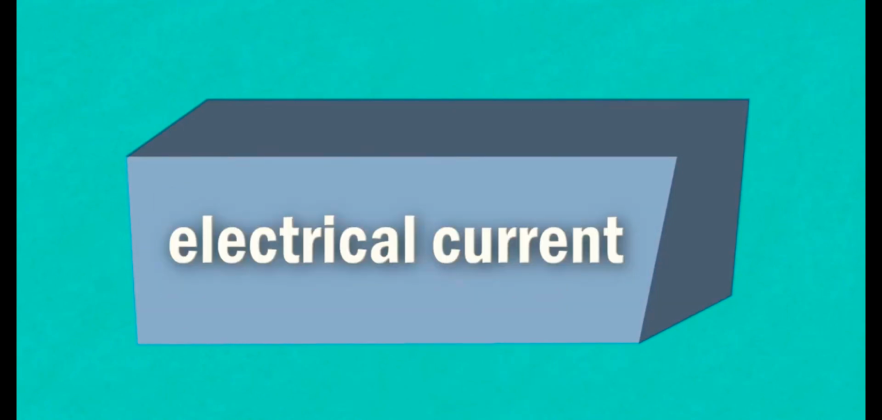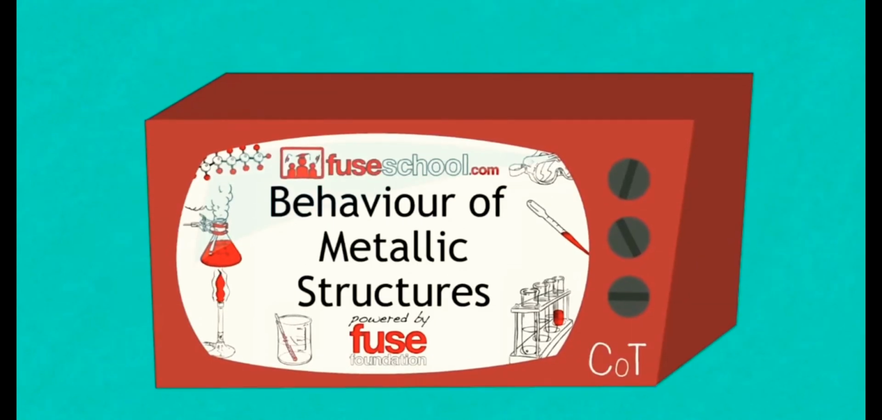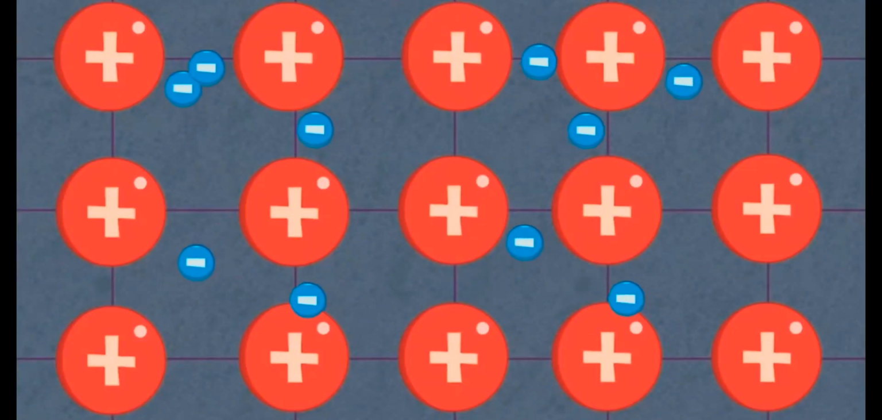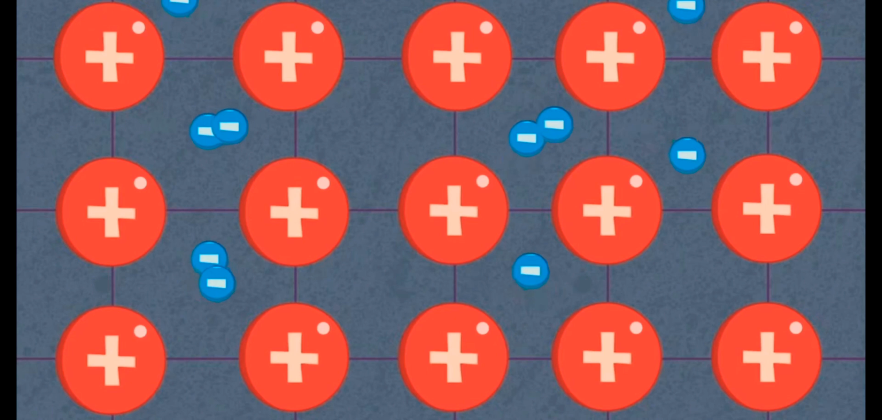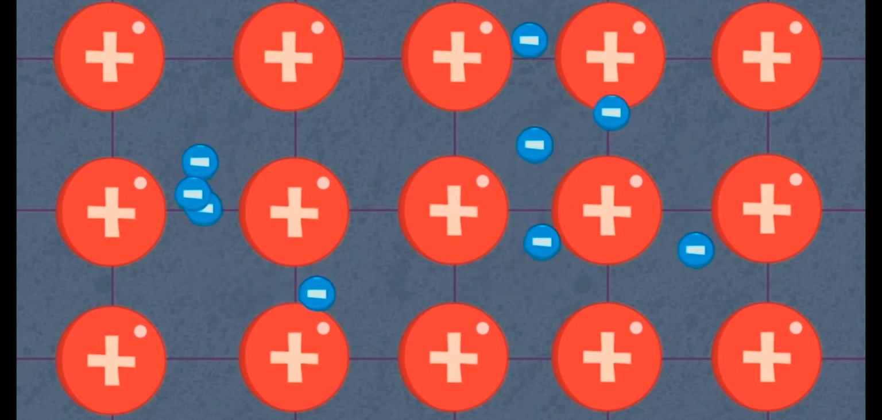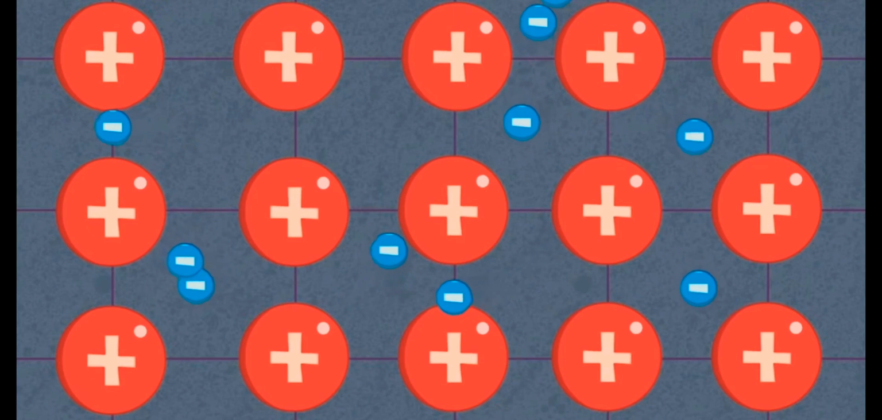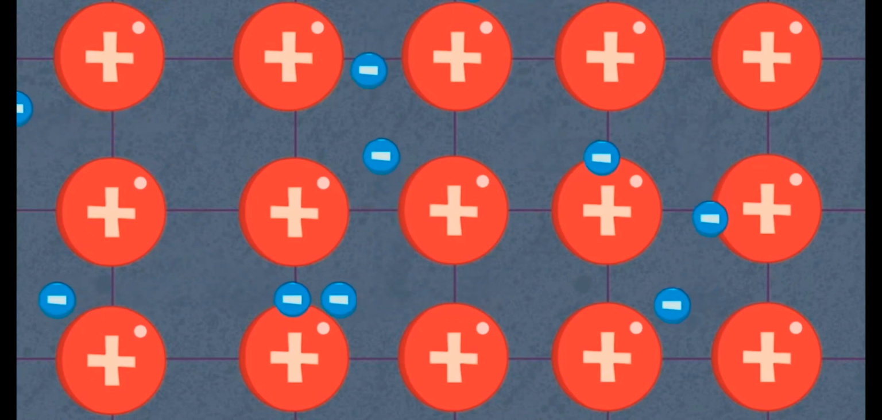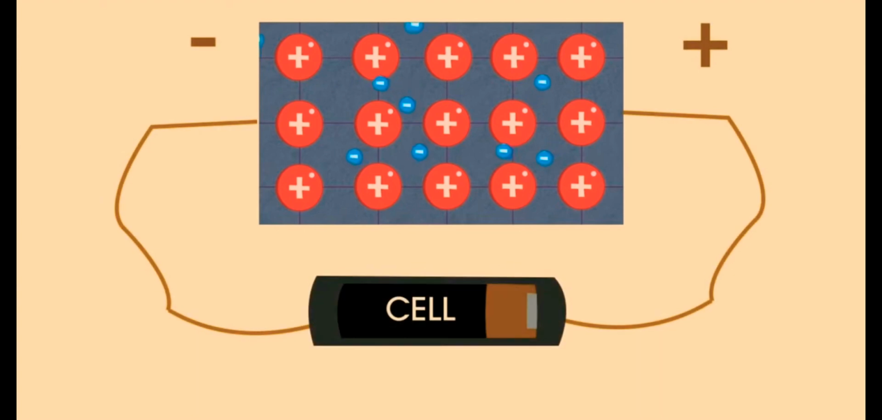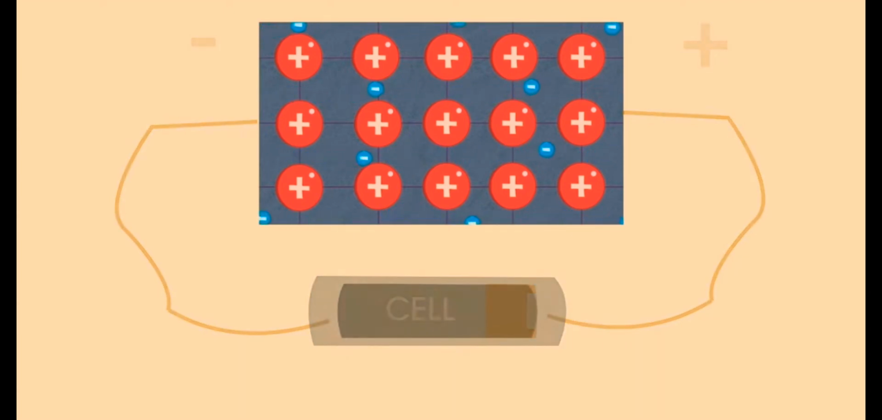We do need to sidestep for a moment to look at electrical current in a metal. From our lesson Behavior of Metallic Structures, we know that electrons in a metal aren't bound to particular atoms. They form a sea of electrons that can move easily if a potential difference or a voltage is applied across it. This could be from an electrical cell or a battery. The electrons will begin to drift towards the positive terminal of the battery, and this is what happens when current flows. Current is the movement of charge. In this case, electrons.